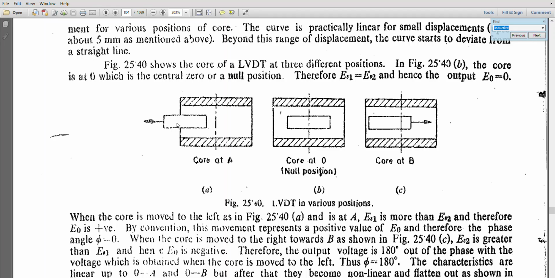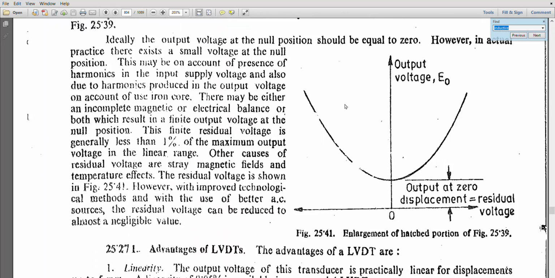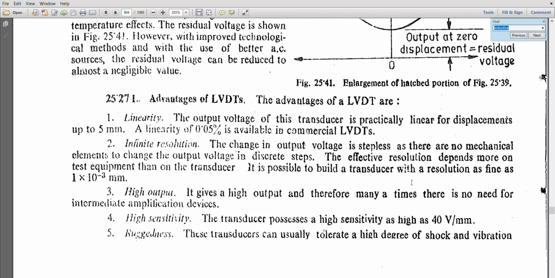At the core at position A, what happens? ES1 is more, so ES1 minus ES2 will be your output. When the core is moving to the other side, it will be ES2 minus ES1. So more EMF will be induced in the secondary coil ES2, and based on that, you will have an output something like this. This residual voltage is something that is easy to remove.